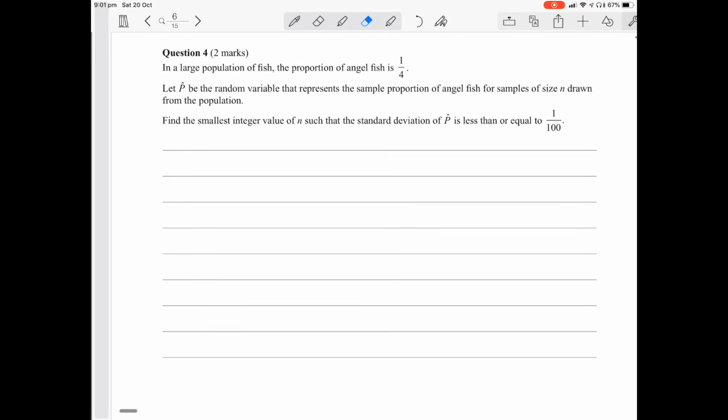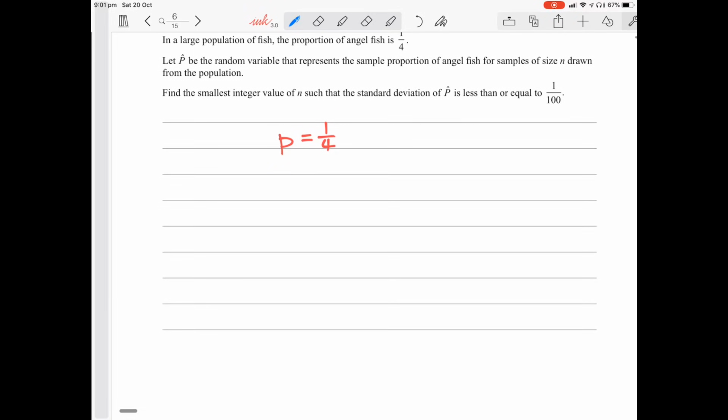Okay, in a large proportion of fish, the proportion of angelfish is 1:4. Let p hat be the random variable that represents the sample proportion of angelfish for samples of size n drawn from the population. Find the smallest integer value of n such that the standard deviation of p hat is less than or equal to 1 on 100. Okay, so our formula is the square root of p(1 minus p) on n is less than or equal to 1 on 100.